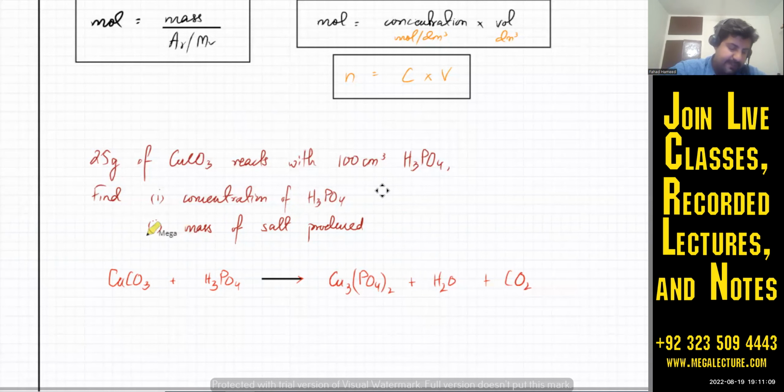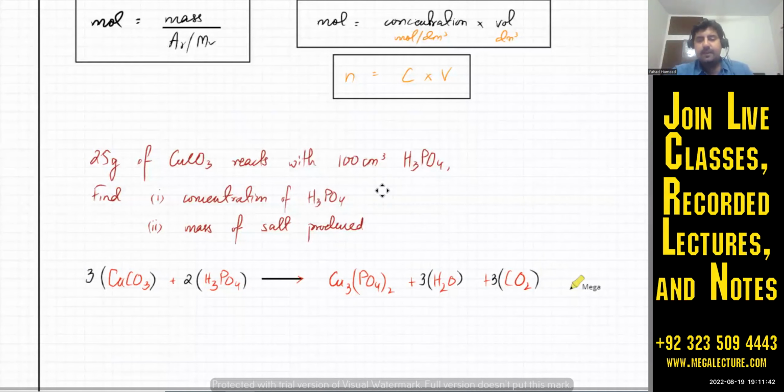So you balance the easy ones first. So how would you balance it? You'll balance the copper first, 3. So you'll have 3 copper carbonates. There are 2 P's over here, so there's going to be 2 phosphoric acid molecules. 6 hydrogens, so there's going to be 3 water molecules. I've got 3 carbons over here, so that means I'm going to have 3 carbon dioxides. If you balance the easy ones, the other ones will automatically balance.